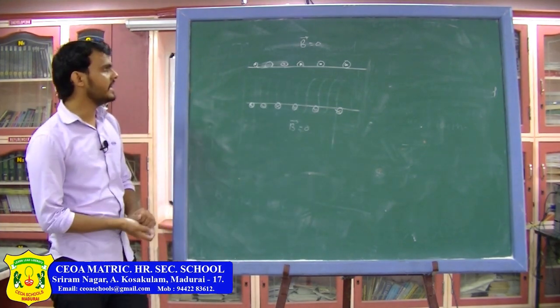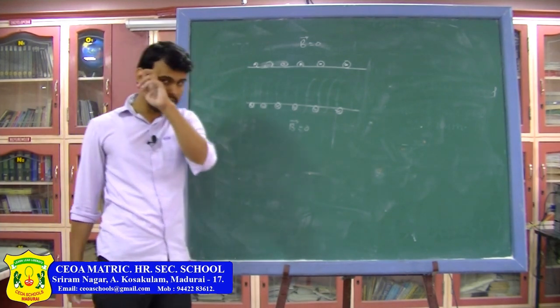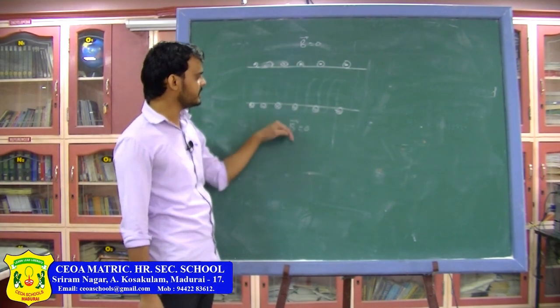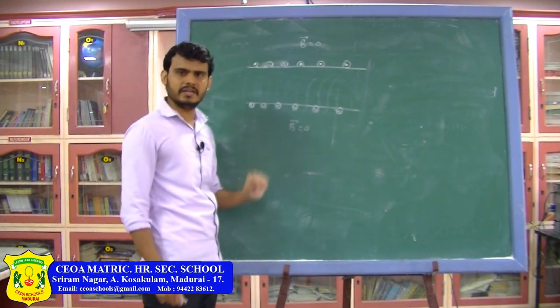So outside the ideal solenoid, remember we are assuming the solenoid is ideal, outside the ideal solenoid the magnetic field is 0. So we don't need to find the magnetic field here, we have to just find the magnetic field inside the solenoid.